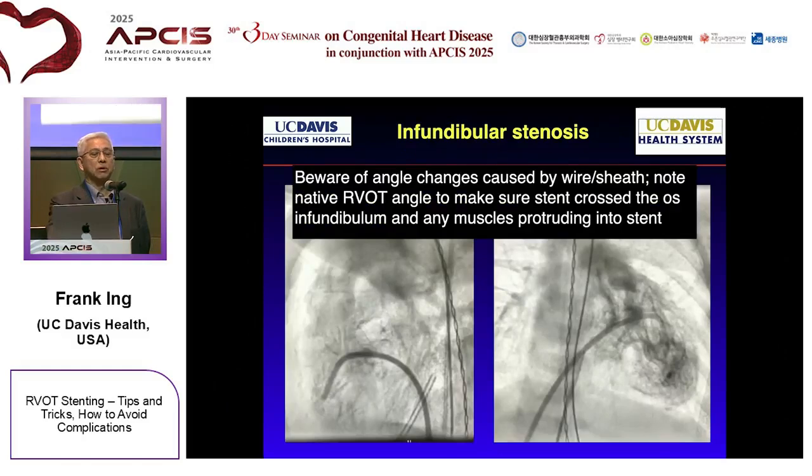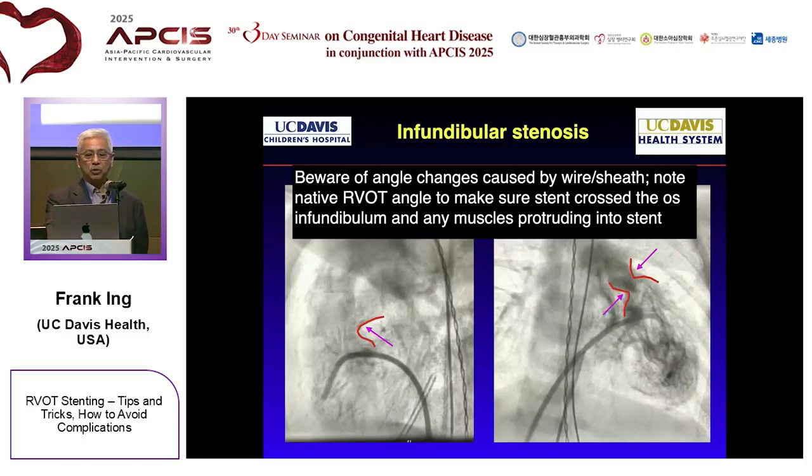So infundibular stenosis: I think one of the key things you have to pay attention to is the angle that changes when the wire crosses the outflow tract. So you got to pay attention to the native angle before you actually put the wire in, so you can remember what the angle looks like. I talked about the poor man's image overlay, and this can be helpful because you draw that before the wire, for positioning purposes. So I'll give you an example of this.